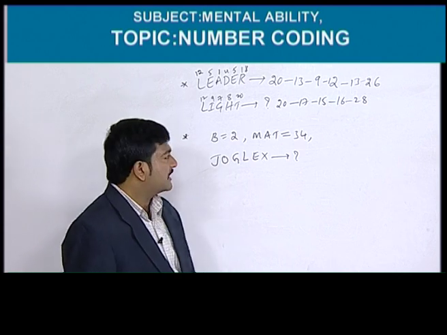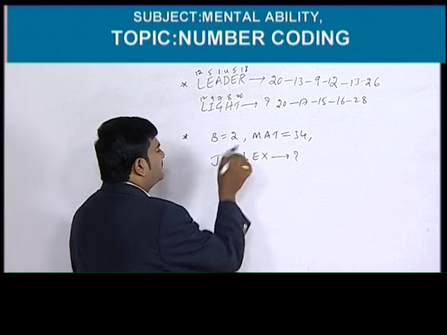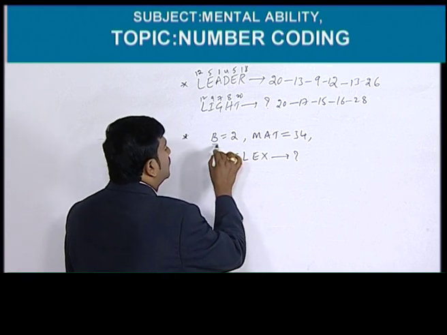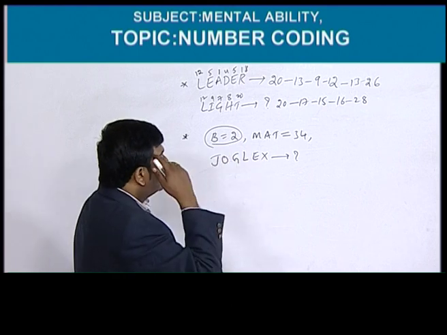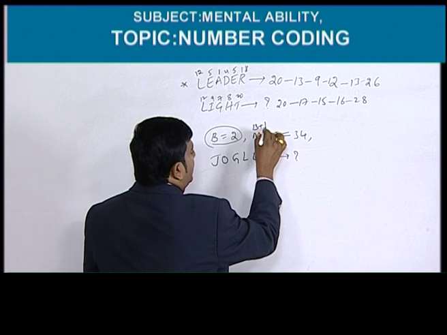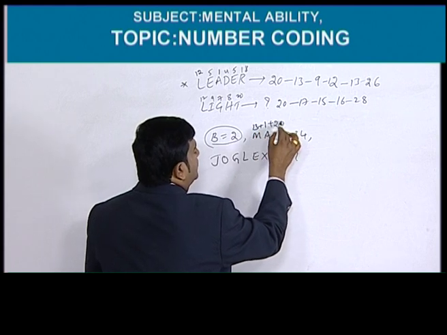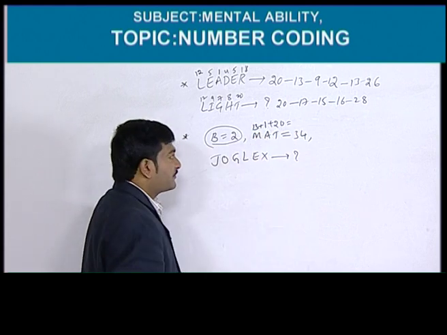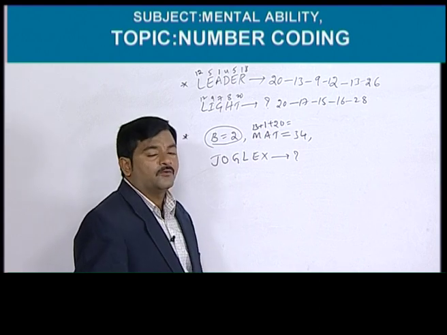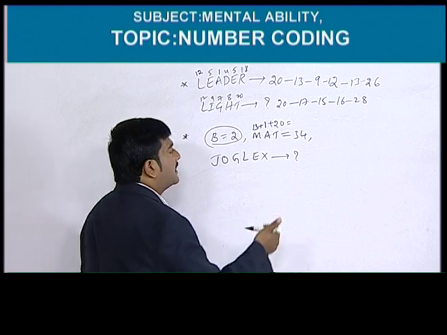Okay, see, by observation, simply we can say B means what here? 2. Okay, he assigned 2 for this B. What about MAT? M means everybody knows 13. A means 1. T means 20. Add all these numbers. Are we getting 34? Yes. 13 plus 1, 14. 14 plus 20, I am getting 34.